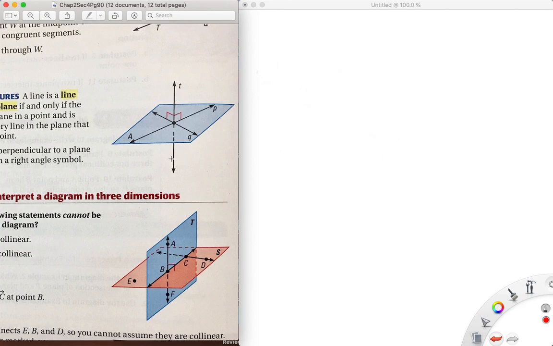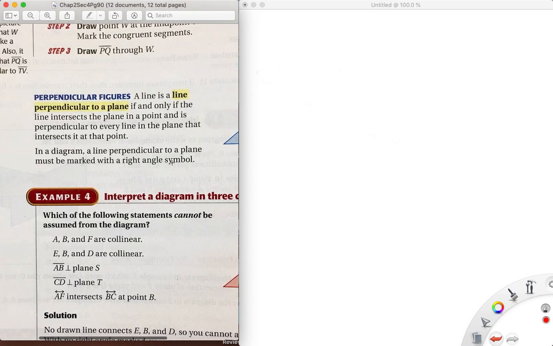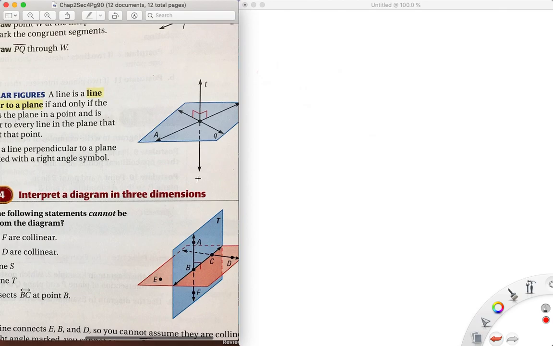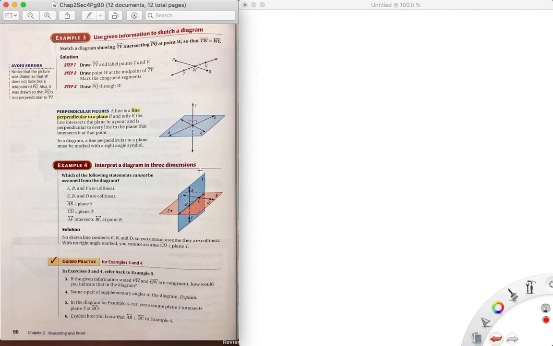If the line is perpendicular to the plane, not only is it perpendicular to the plane at that point, but it's also perpendicular to every line in that plane, because remember, a plane is comprised of lines. So if I have a line that's perpendicular to the plane, it's going to be perpendicular to every single line in that plane, because a plane is comprised of lines, at the point where it intersects.